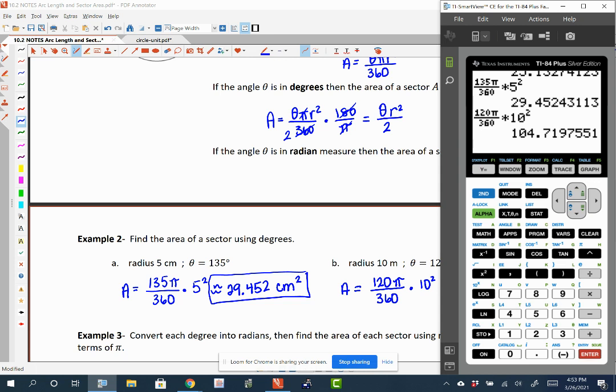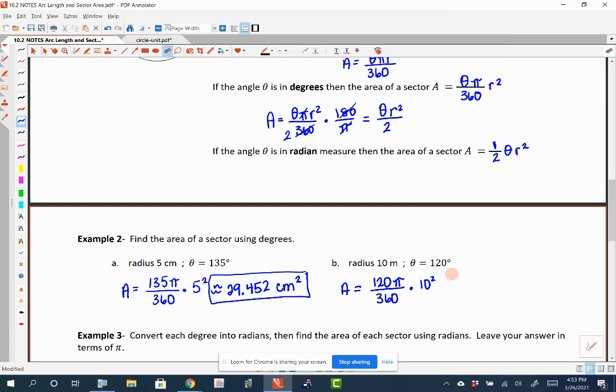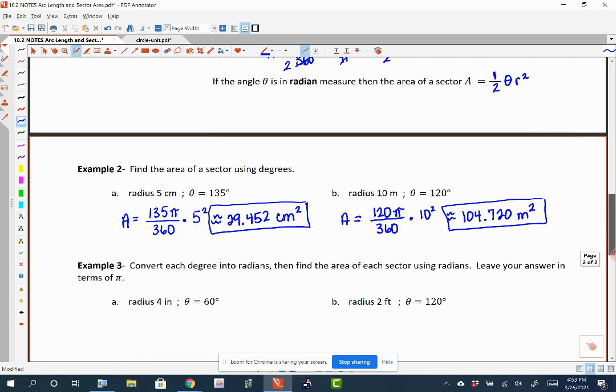104.719. So that 9 is going to get rounded up because we've got a 7. So I'll call that, and then that will round up to a 2. So 104, whoops, I forgot my about. So this is going to be about 104.720, I'll call that. And this one was meters, so meters squared. So this finds the area of a sector given that our theta is in degrees. So let's practice in our next section.